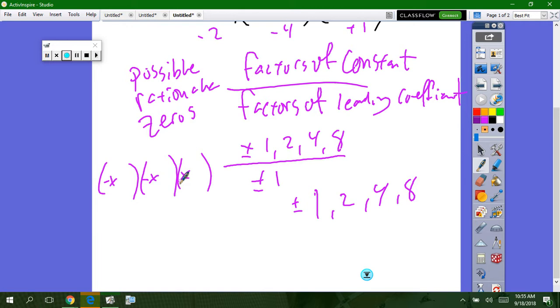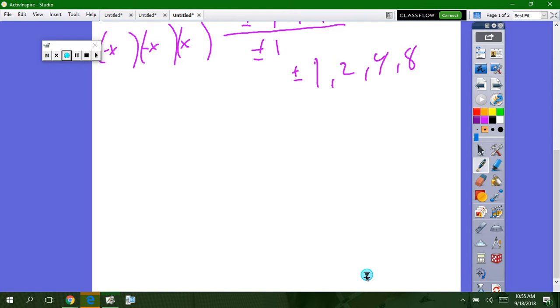Good job. Okay, so here we go. We're going to choose 1, 2, 4, or 8, plus or minus. Which one do you guys want to try? I heard a 4. I heard a 2. We'll try 4, and then we'll try 2, and then we'll try -2 after. Do you know which one works already?